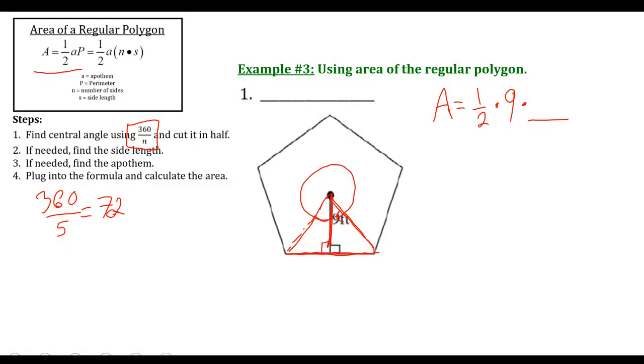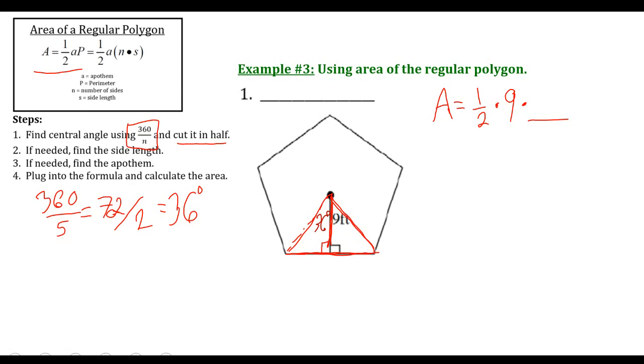Okay, so 72 degrees is this whole thing right here. But we don't need that, we need this right here. So let's just cut it in half. That's our second step, cut in half. So that's going to be 36 degrees. Let me erase some of this so that's less confusing. All right, so this is 36 degrees right here.